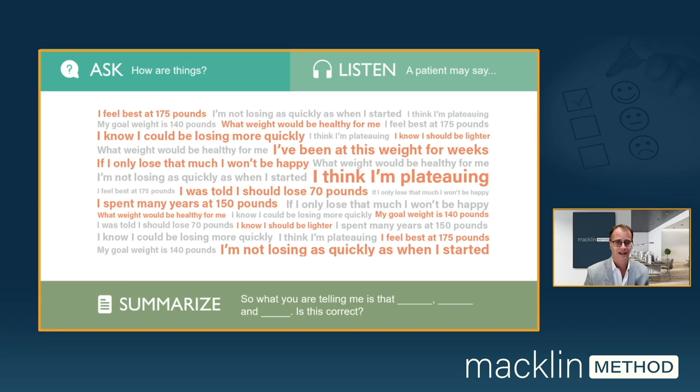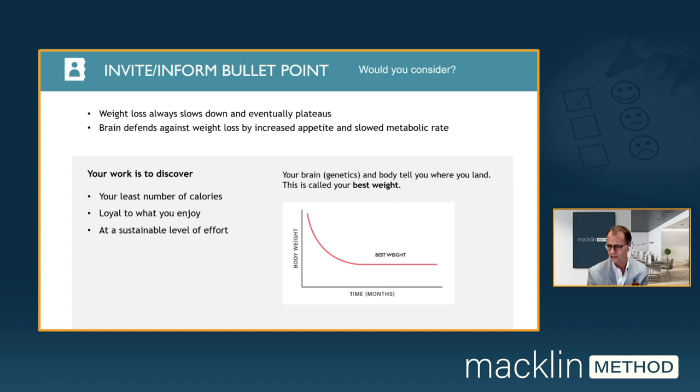And of course, the fourth step then becomes the introduction and integration of best weight principles to expectations management. Again, the invitation sounds like this: I'm wondering if you would consider that weight loss always slows down and eventually plateaus. This becomes our answer after our summary. The brain defends against weight loss by increased appetite and slowed metabolic rate, and primarily increased appetite.